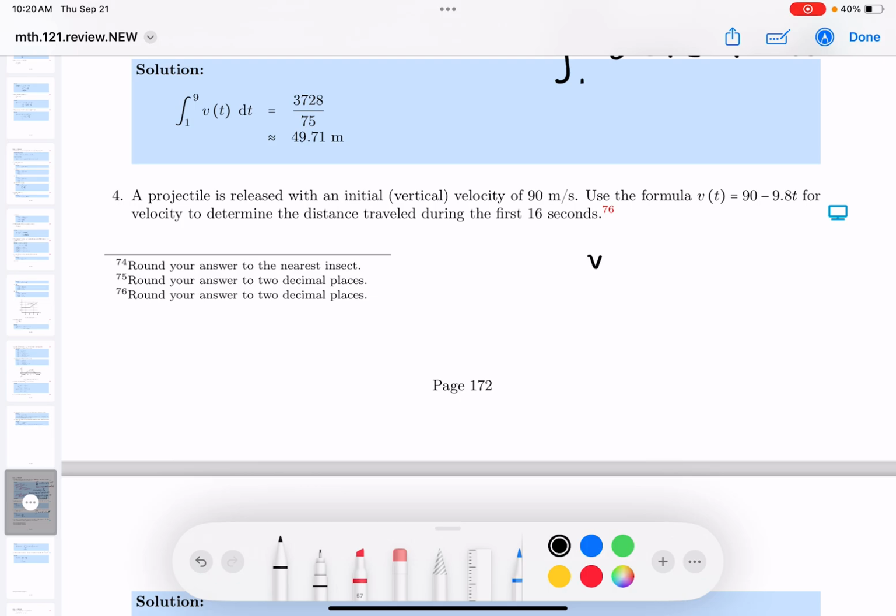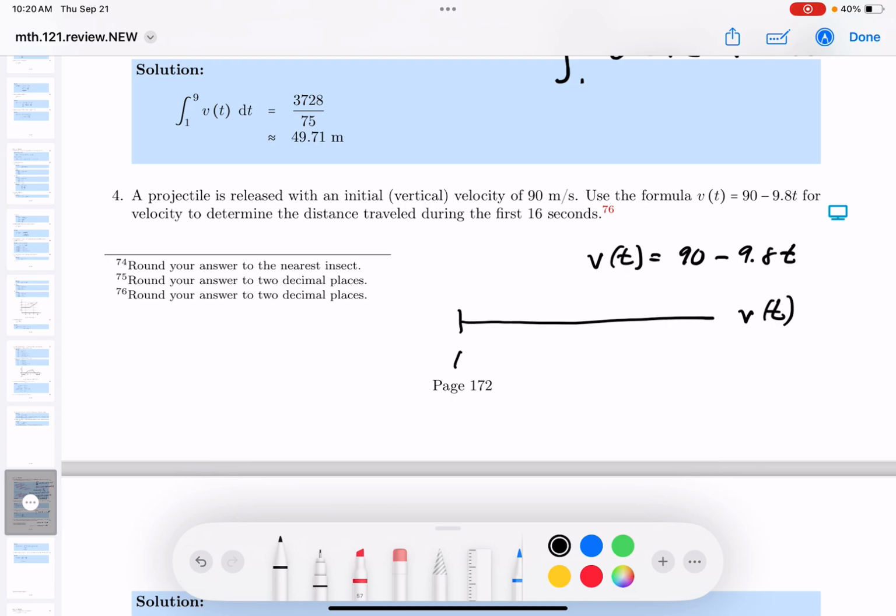So if you think of the velocity function, V(t) is 90 minus 9.8t, all right? So what I want to do is just talk about when it is going up, when it's positive, and when it is going down, when it's negative. Right? So I'm going to say it starts at 0. This is t. This is velocity.